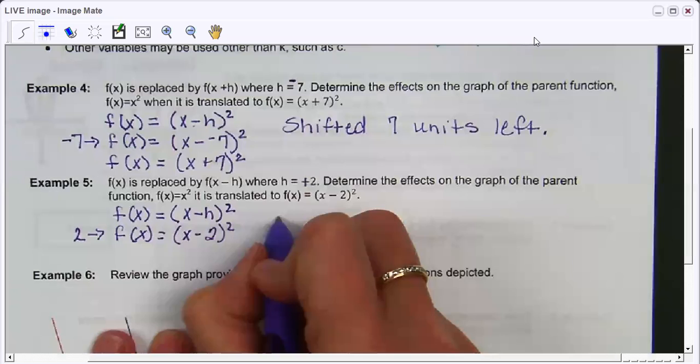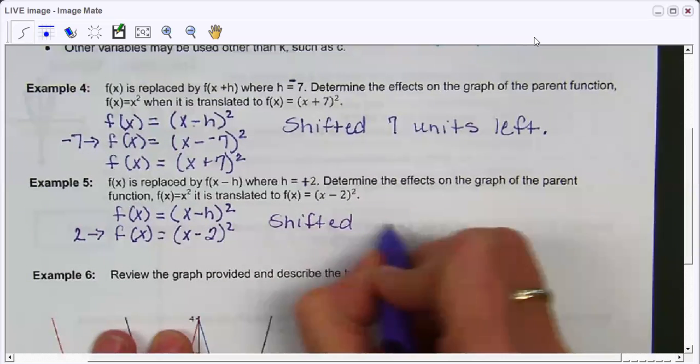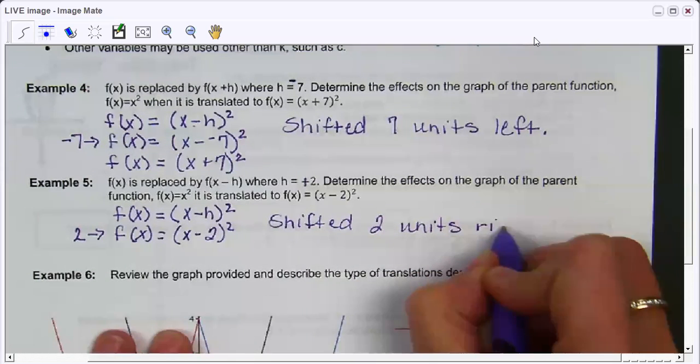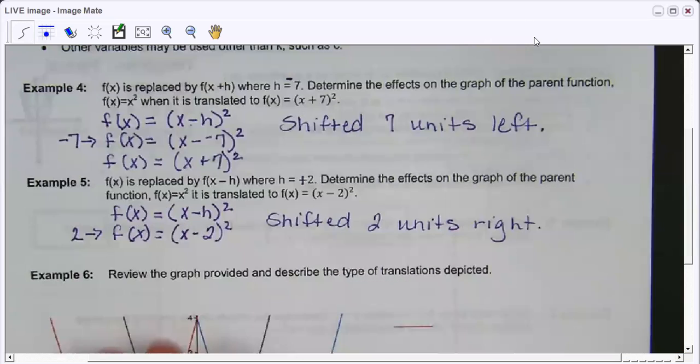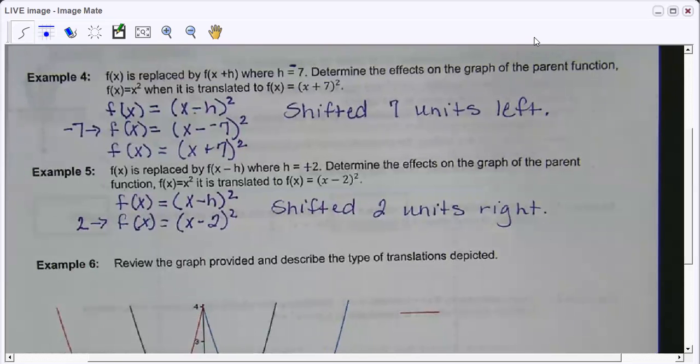And you can just describe it as shifted 2 units right. Okay, questions? Ben? If we just memorize this, do we actually have to plug in the numbers? No, I only plugged it in to show you. All you need to do is be able to analyze the equation and describe what is happening to the parabola.